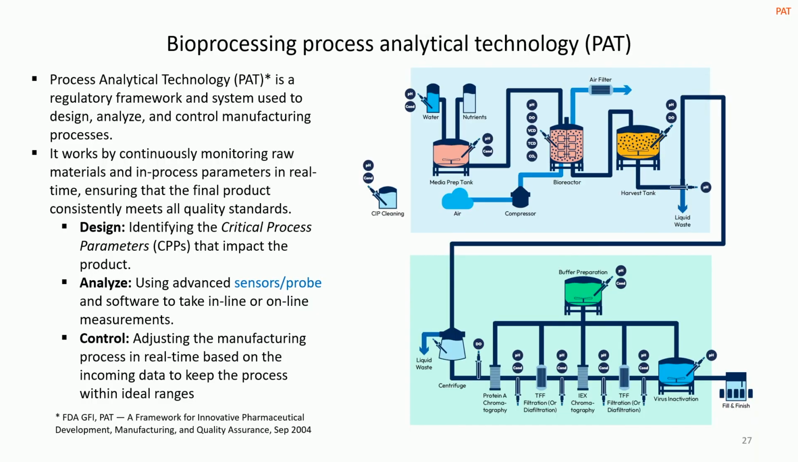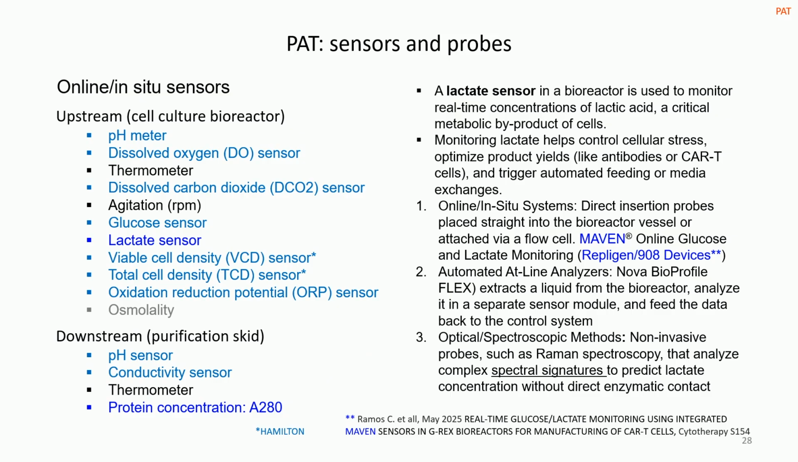Okay, so in terms of PAT, that's based on the ICH 20 years ago. They have design, analyze, and control. So basically, if you look at the upstream on the right side, you have to monitor your DO, your oxygen, your pH, everything. And downstream, the same thing. You have to monitor all of these things. This is a high-level summary. And then this is the breakdown.